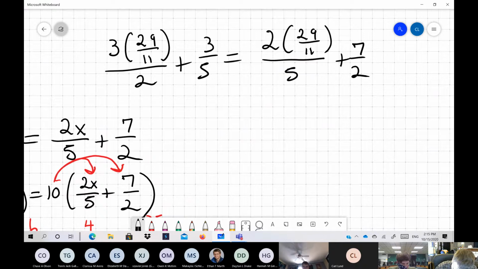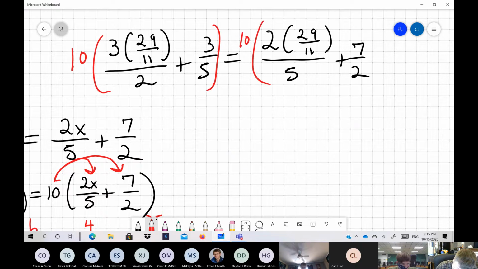I think I'm going to do the same thing here as I check. I'm going to multiply both sides by 10, and I'm going to just write that up here rather than rewrite everything for the sake of time. So I can multiply this side by 10. I'm going to multiply this side by 10.